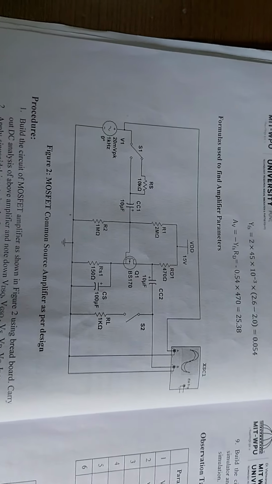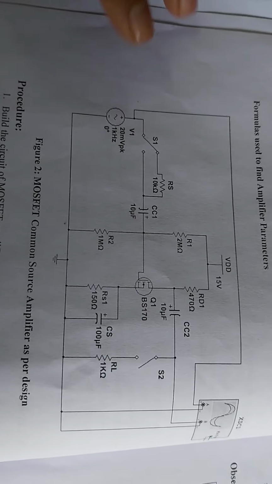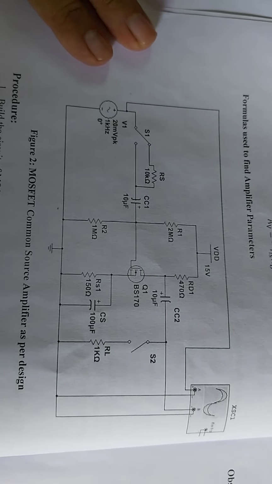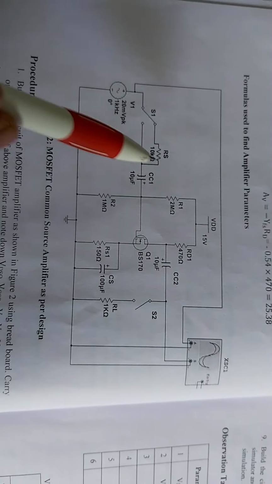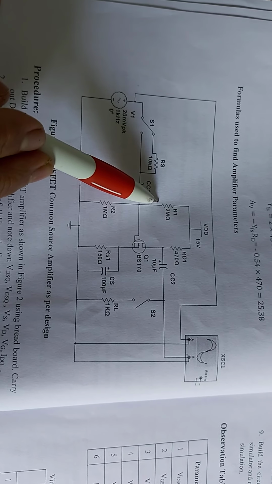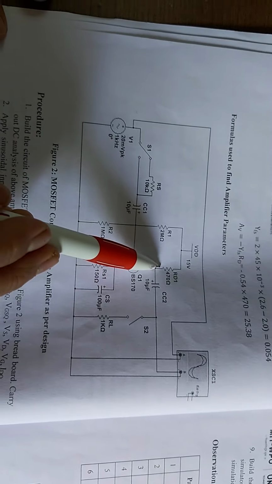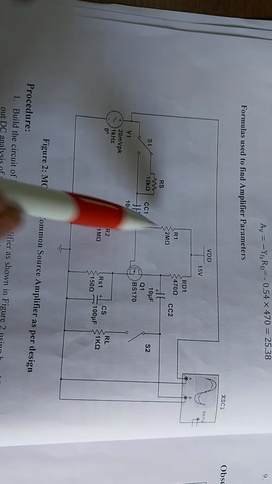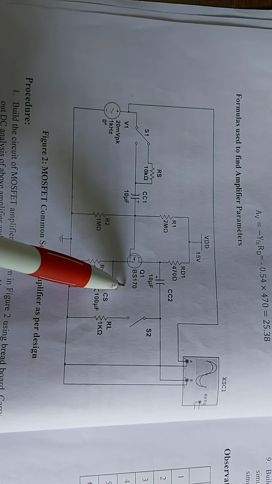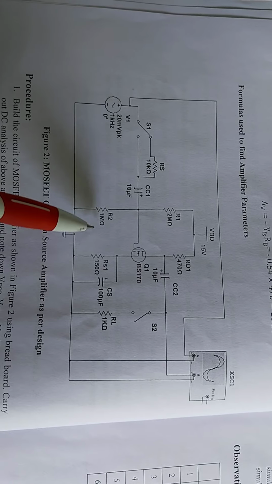So the first part, what is the procedure? You have to build the circuit of MOSFET amplifier as shown in the figure. Now this is the circuit diagram. In the circuit diagram, you can observe different parameters: R1 equal to 2 mega ohm, R2 equal to 1 mega ohm, RD 470 ohm, RS 150 ohm. So first, using these resistors and the MOSFET, that is BS170, we'll build the circuit for DC analysis. DC analysis means what?